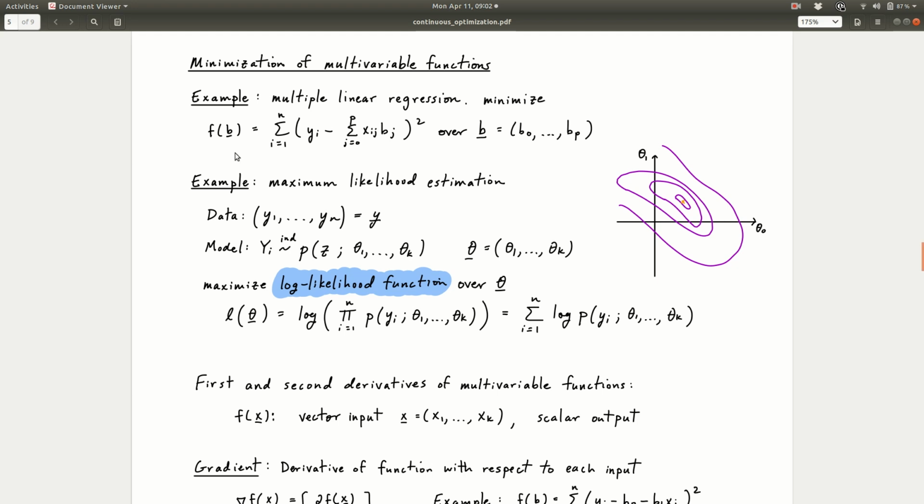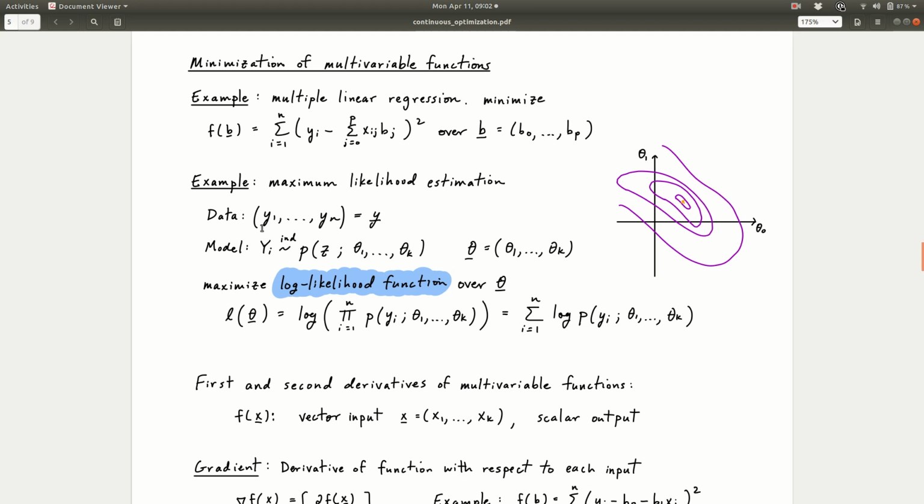Now, for multiple linear regression, we don't have to bother with Newton's method because there's actually a formula that tells you what the minimum is. But you could apply Newton's method to this. We're going to need a multivariable version of this because we're minimizing f over a vector of regression coefficients. Another example that we'll look at in a minute is what I mentioned before, maximum likelihood estimation.